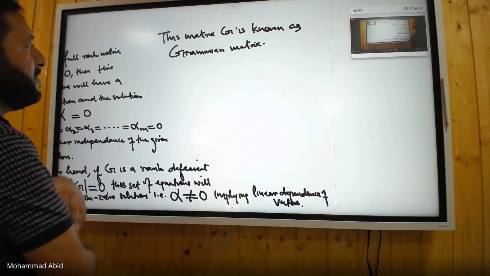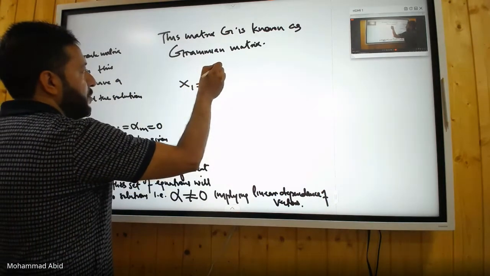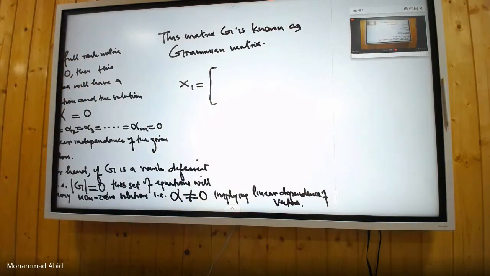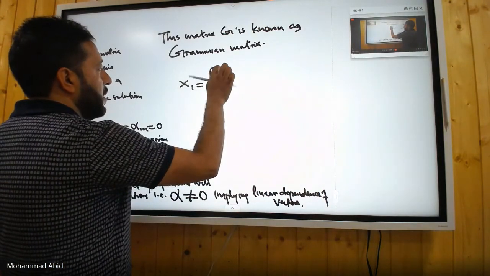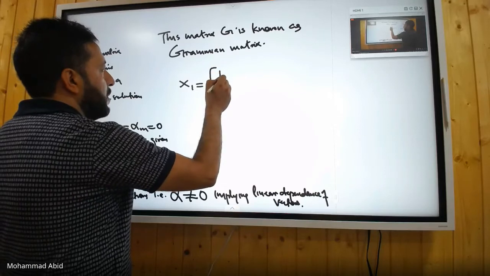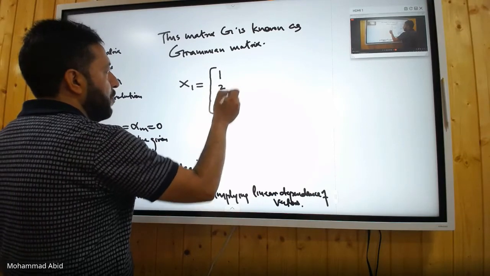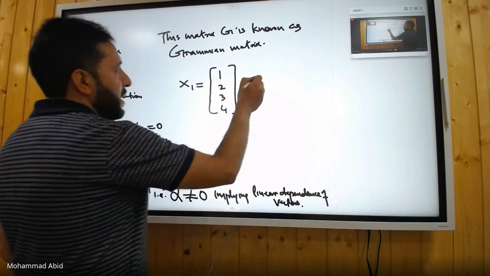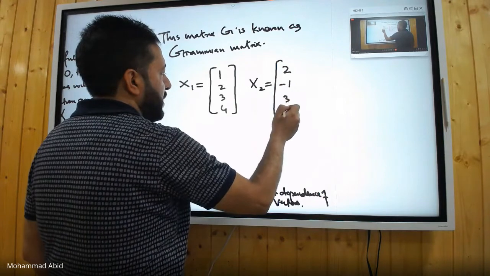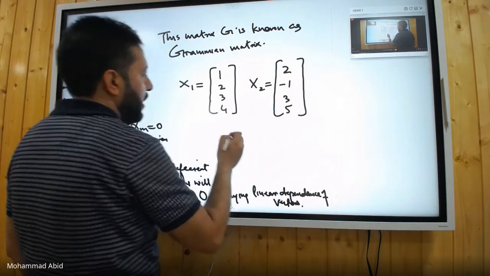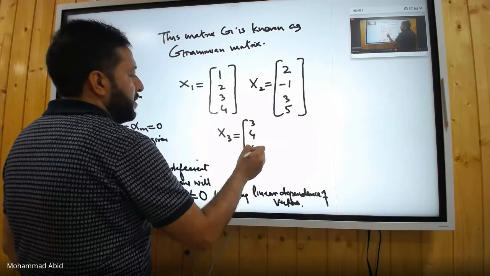Yes, sir. So suppose you have got some vectors like this. You have got x1 equal to, let's say, 1, 2, 3 and 4, and x2 is 2, -1, 3 and 5, and x3 is 3, 4, 6 and 7.